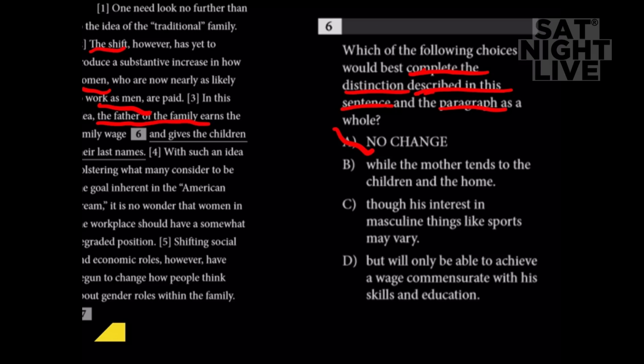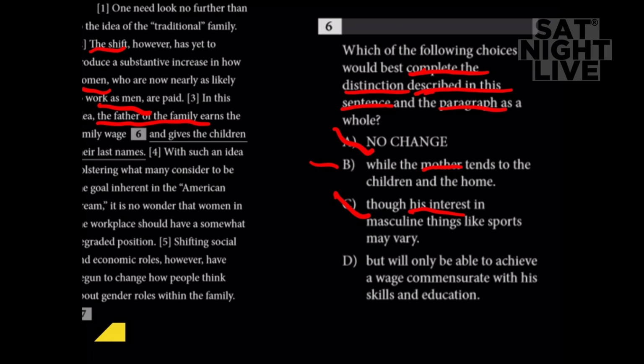B, while the mother tends to the children in their home. I like this answer because it's keeping the distinction between man and woman, and in this case, father and mother. What I might do is put a little dash next to this answer to show that I'm keeping it. Though his interest in masculine things like sports may vary, well, his interest is keeping the discussion on the father, right? And so that's not completing my distinction.